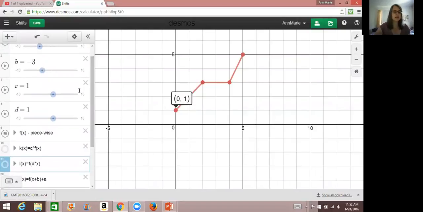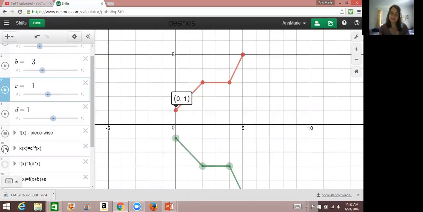Let's start with a reflection outside. So I'm going to multiply by -1 outside the parentheses. What do you think is going to happen? All right, let's see. So to do that on my Desmos tool, I make this be -1, and let's turn on my graph and see what we get. Is that what you expected?